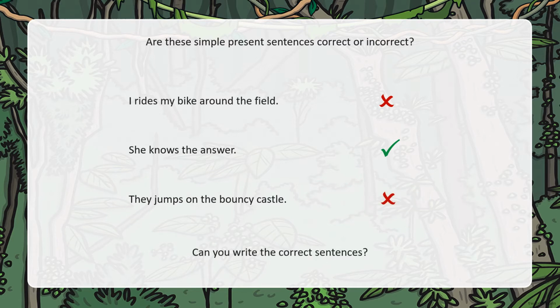Now, for those two that are incorrect, can you please write the correct way of writing those sentences? I'll pause the video here. Okay, so for the top sentence, we should have had, I ride my bike around the field. No S there when we're using the pronoun I. They jumps on the bouncy castle. Again, no need for the S there. They jump on the bouncy castle. Hope you found that okay. Let's move on to the next task.